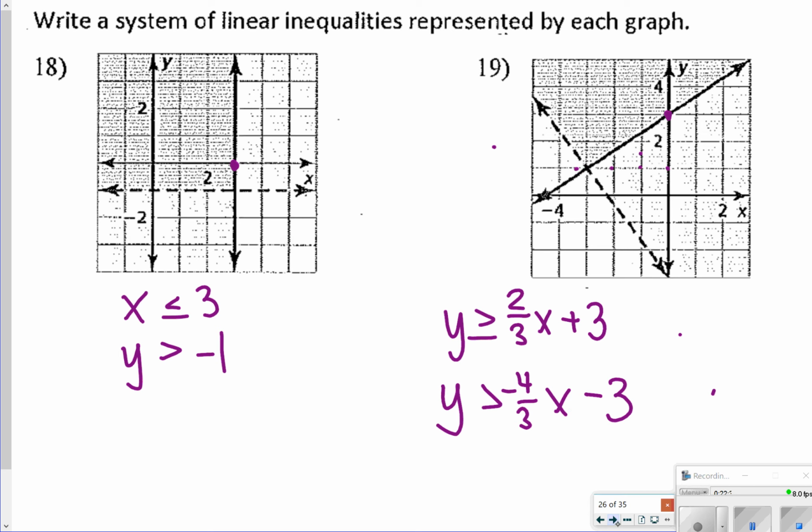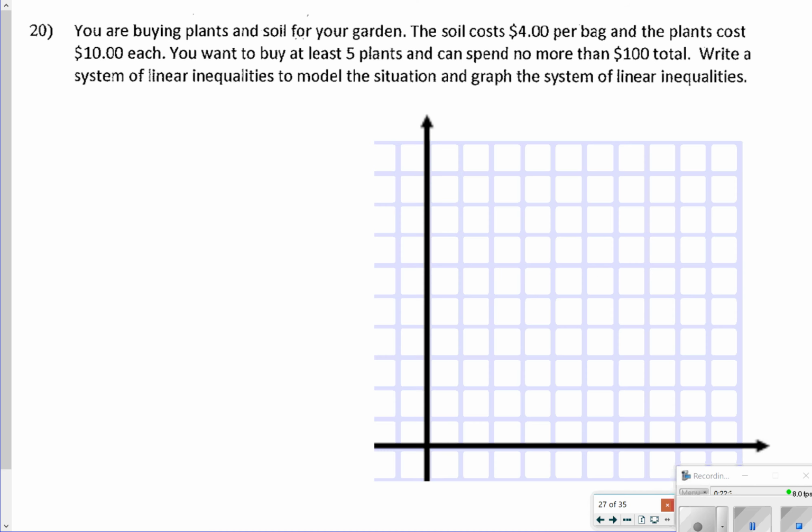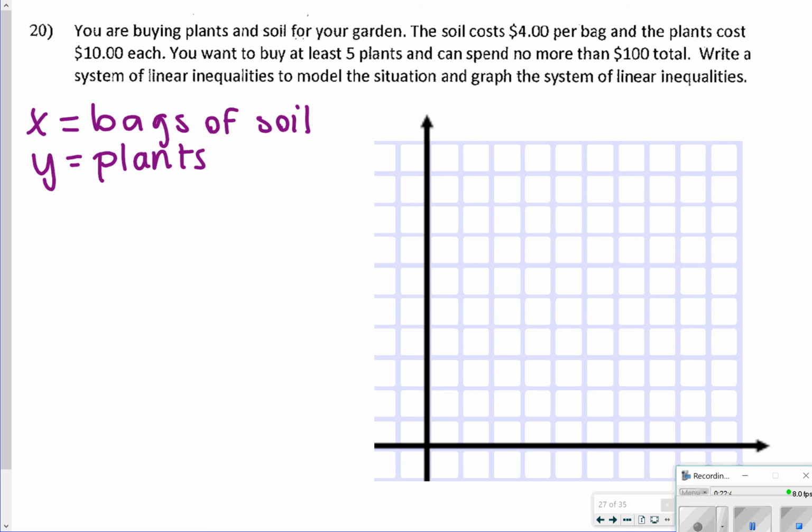x minus 3. For the very last one, it says you're buying plants and soil for your garden. The soil costs $4 per bag. So I'm going to say x is the bags of soil and y is the plants. So my equation could be 4x plus 10y is less than or equal to $100, so I don't want to spend more than that.